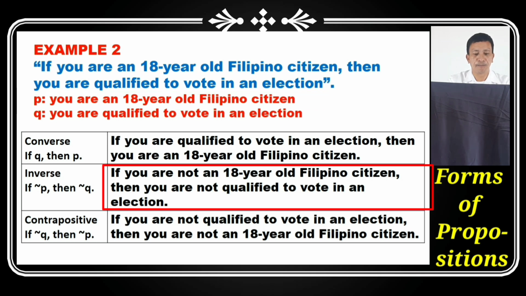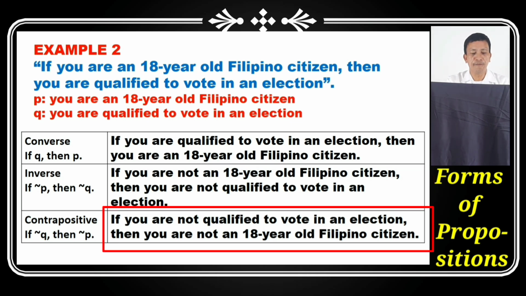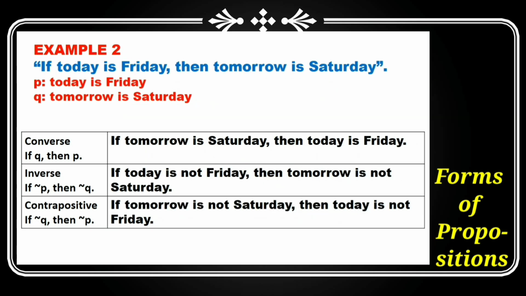The inverse: if you are not an 18-year-old Filipino citizen, then you are not qualified to vote in an election. The contrapositive: if you are not qualified to vote in an election, then you are not an 18-year-old Filipino citizen. For this video, we temporarily set aside the truth value because it will be discussed in detail in our next meeting.